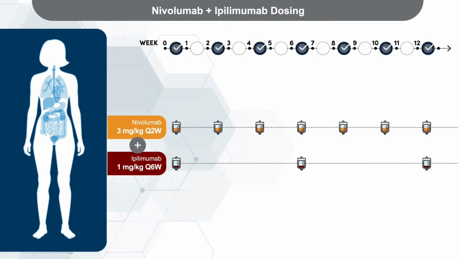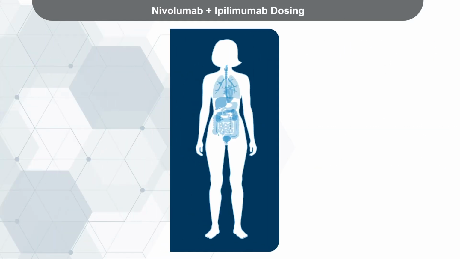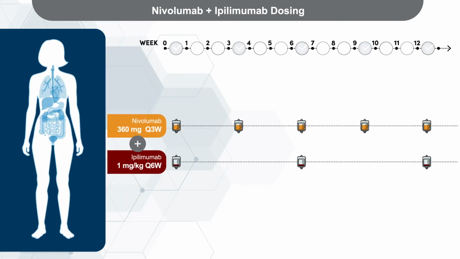For patients with metastatic non-small cell lung cancer, nivolumab and ipilimumab are dosed with nivo 3 milligrams per kilogram every 2 weeks, plus ipilimumab 1 milligram per kilogram every 6 weeks. Similarly, patients with pleural mesothelioma receive nivolumab 360 milligrams every 3 weeks, plus ipilimumab 1 milligram per kilogram every 6 weeks.